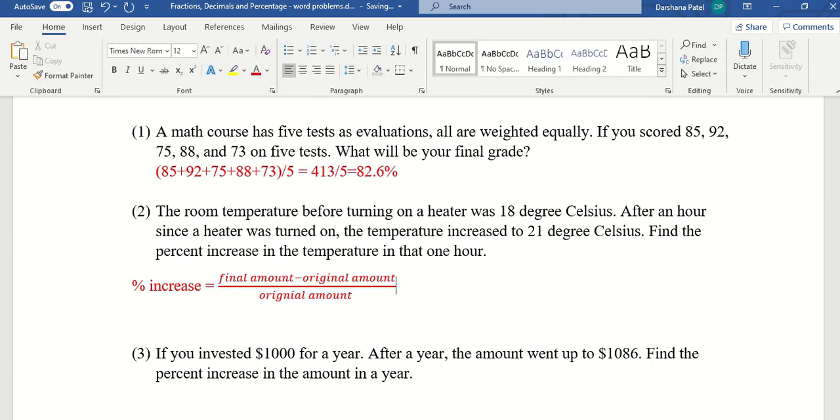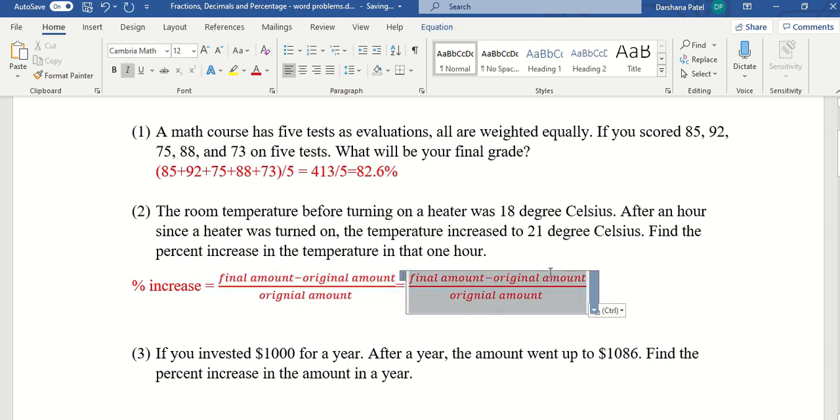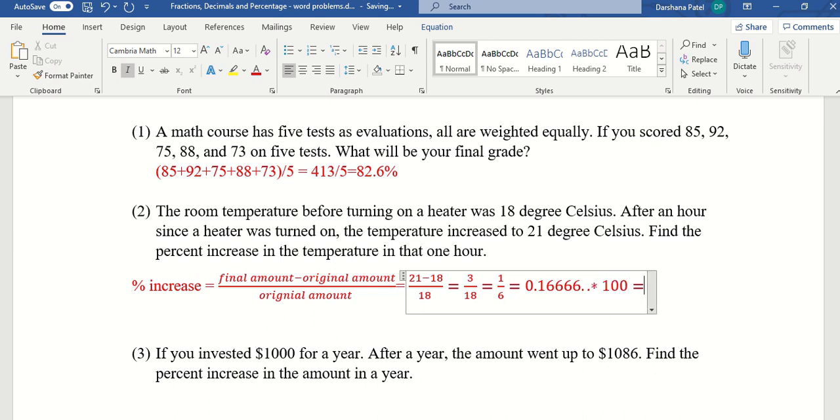So in our case, it will be 21 minus 18 in the numerator, divided by the original or initial amount, which is 18. So 21 minus 18 will give us 3, divided by 18 will give us 1 over 6, or you can just punch in 3 divided by 18. The result we get is 0.16666. As a percentage, because we are asking percent, we multiply by 100.